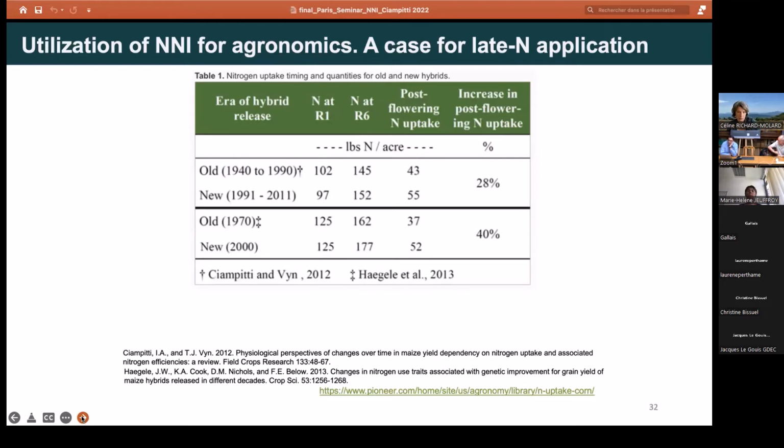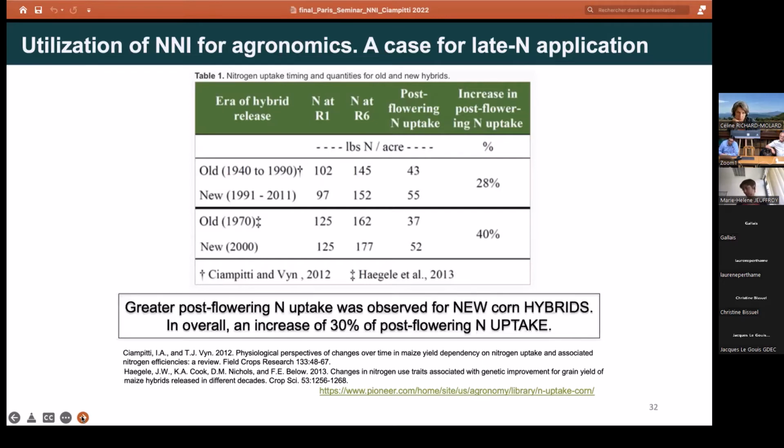everyone started thinking, oh, that means that if I apply nitrogen post-flowering, I should be able to get a lot of responses. So after these two papers that show this change in increasing biomass post-flowering and more uptake, we started seeing a lot of people investing money and resources on, let's investigate application of nitrogen late season. Overall, we are seeing an increase of 30% of post-flowering uptake on these modern hybrids when we compare them with the old hybrids.